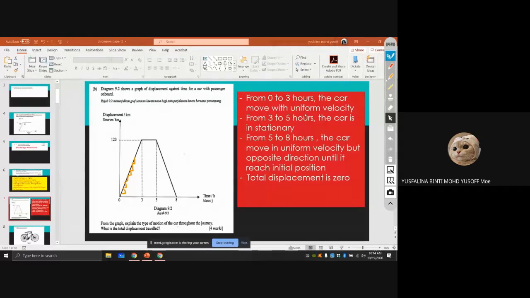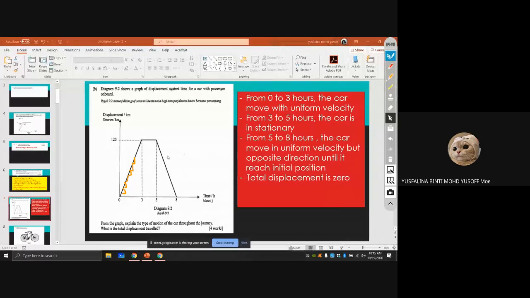So from 0 to 3 hours, it moves with uniform velocity. How do I know it's uniform velocity? I have to remember the gradient of the displacement against time is equal to the velocity. If you draw the triangle here, the size of the triangle is the same, so the gradient is also the same, which means the velocity is also the same. This one, the displacement does not change, so it stays at the same position, which means the car is stationary.